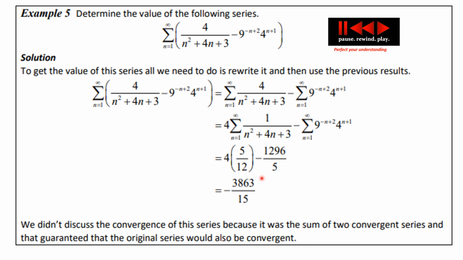So we do all the calculations. Let's see, 4 will go into 12 3 times. That gives you a 15 as a common denominator, and you get that this series sums to negative 3863/15. And we didn't discuss the convergence of the series because it's the sum of two convergent series, and that guaranteed the original series would also be convergent.